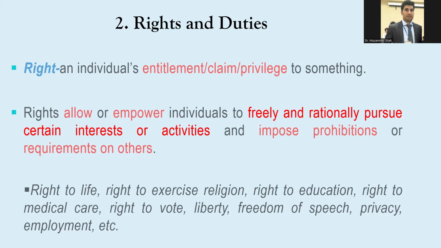So, number one, rights basically allow or empower an individual to freely or rationally pursue certain interests. It is a kind of empowerment. And the second one is imposing prohibition or requirement on others. So there are two main components of rights: empowerment, and imposing prohibition and requirement on others. Examples of rights are the right to life, the right to exercise religion, the right to education, the right to medical care, etc.